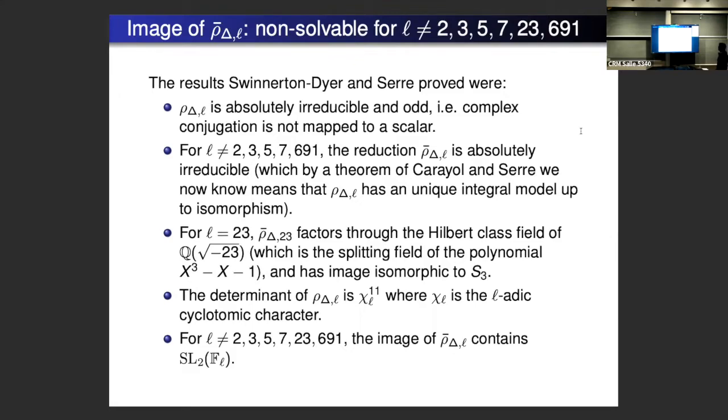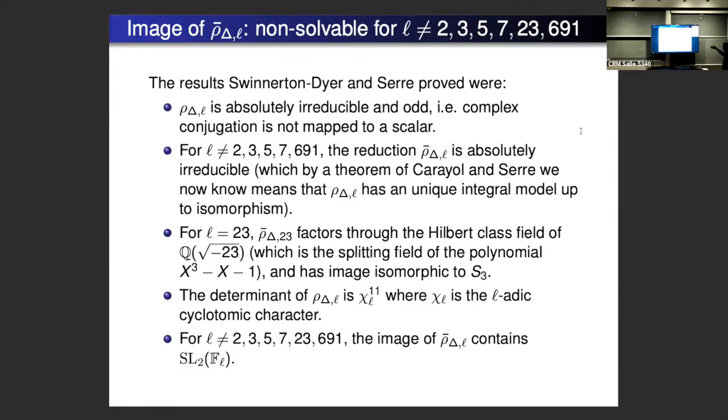And for L equal to 23, there was some particular phenomenon which happened, which I'm not going to stress too much. It is related to the splitting field of the famous polynomial x cubed minus x minus 1. And the determinant of this Galois representation is easy to prove, from the characteristic polynomial of Frobenius: it is the 11th power of the mod L cyclotomic character.